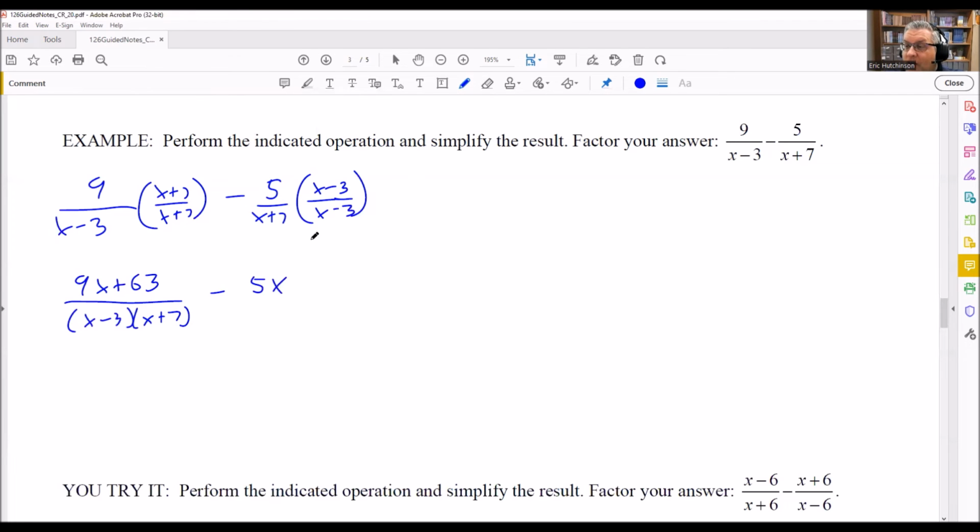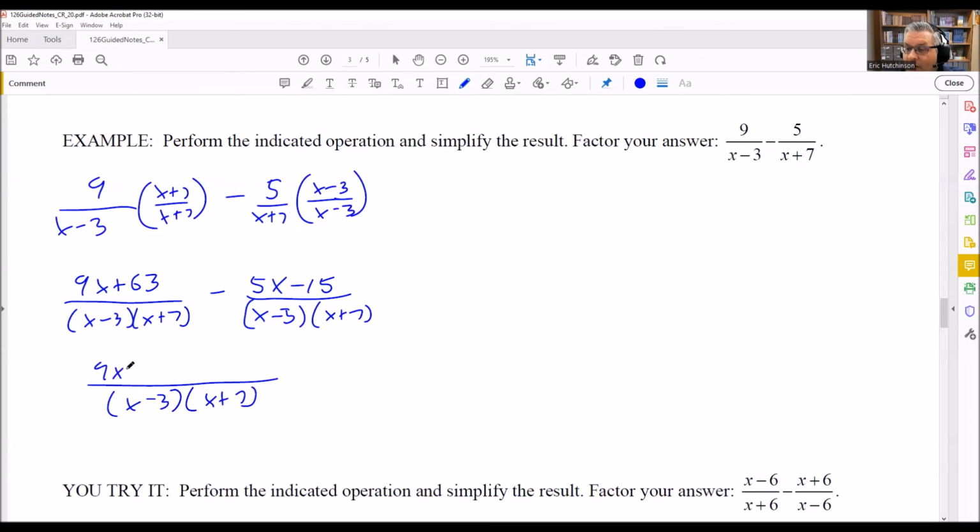Then we do 5x minus 15. So I'm not distributing the negative just yet. I'm doing that in the next step. x minus 3 and x plus 7. Now I have common denominators. I'll combine them together as one. So I have x minus 3, x plus 7 there.